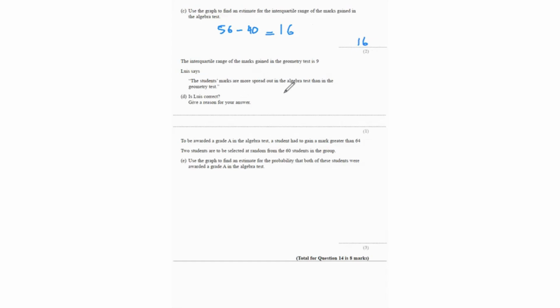Louis says the students' marks are more spread out in the algebra test than in the geometry test. Is Louis correct? So in the geometry test, we get a 9, and for the algebra, it's a 16. So he is correct because the higher the interquartile range, the more the values are spread out. So yes, higher interquartile range means the values are more spread out. This is the exact same thing that we discussed in the previous question as well.